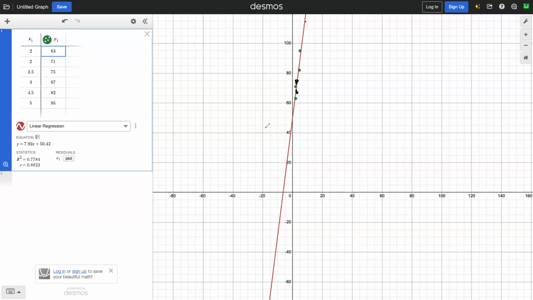What does that mean? If the point is above the line, it's a positive residual. If it's below the line, it's a negative residual. Residual means residue left out. You got it? So if any point is above the line, this is your positive residual. If the point is below the line, this is your negative residual. Make sense?